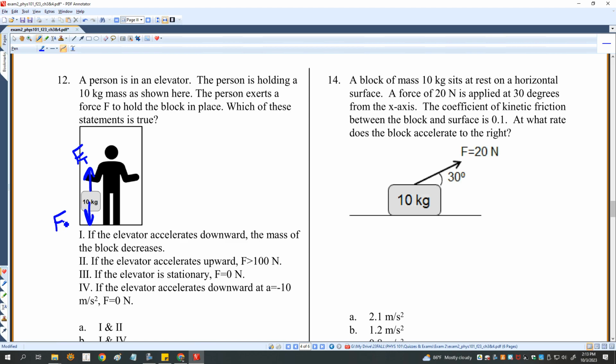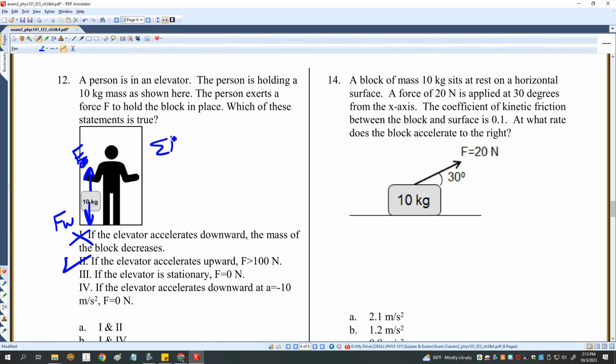Also recognize that there is a force weight pulling down. If the elevator accelerates downward, the mass of the block decreases. Okay, no, the mass doesn't change depending on its acceleration. If the elevator accelerates upward, F is bigger than 100 newtons. So yeah, that is true.